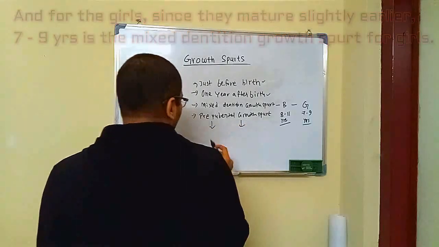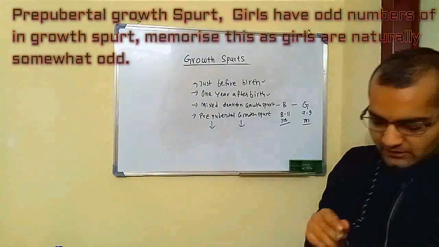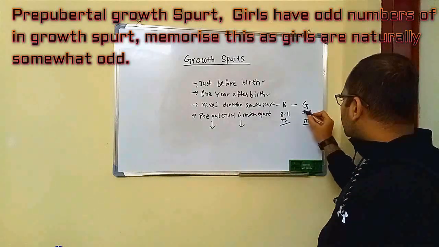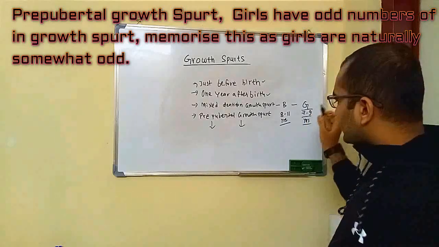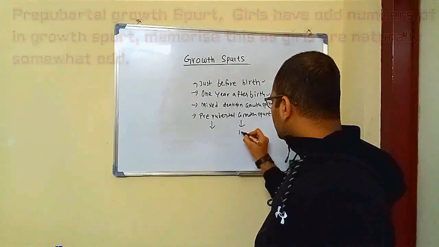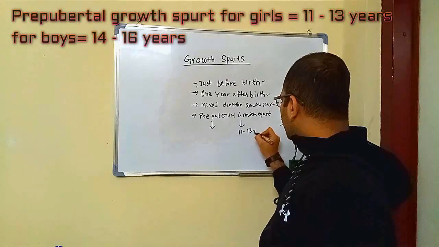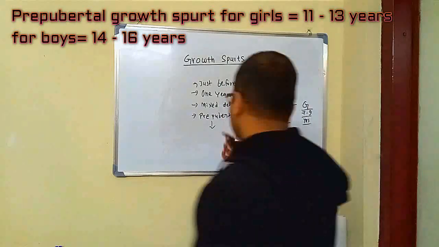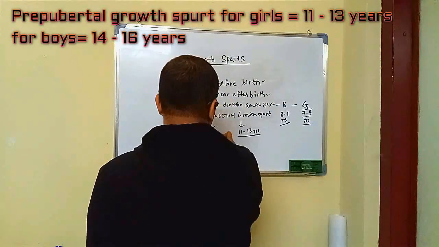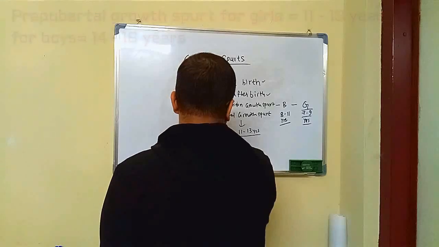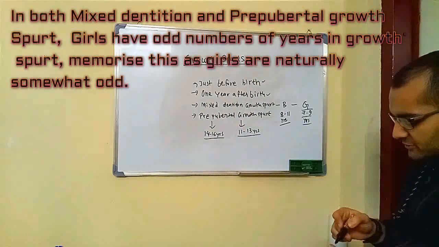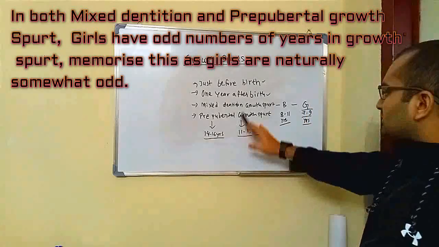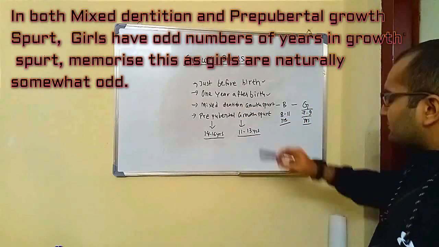Prepubertal growth spurt is also, I'd like to add something here. In case of girls, both of these are odd numbers, 7 and 9. In prepubertal also, 11 to 13 years for the girls, and boys mature slightly later, so 14 to 16 years is the prepubertal growth spurt for the boys. Girls are slightly odd at all times, so their growth spurt is also an odd number of years.